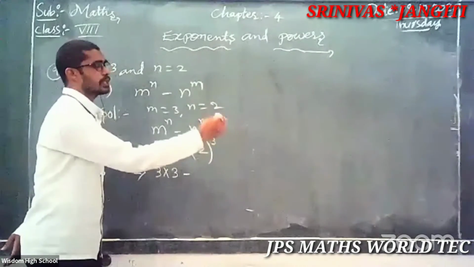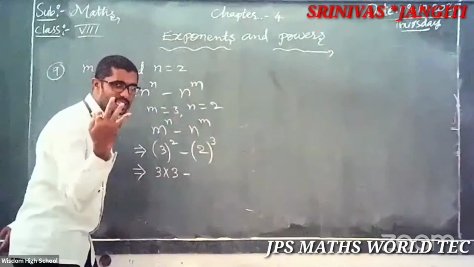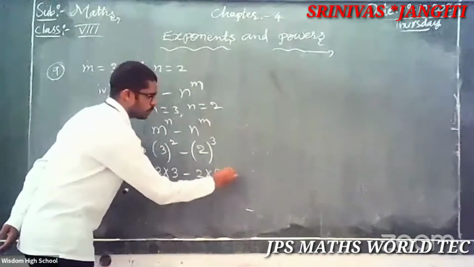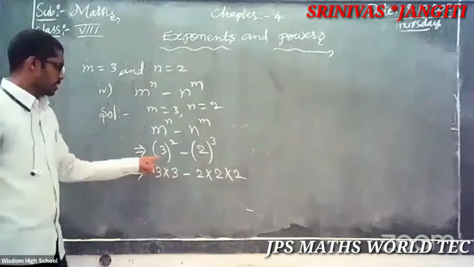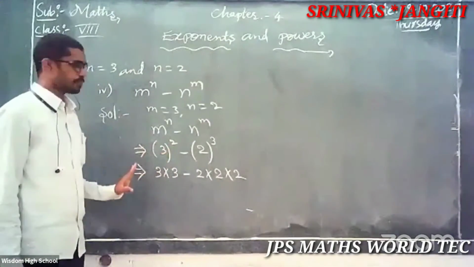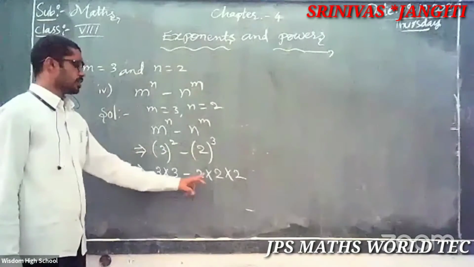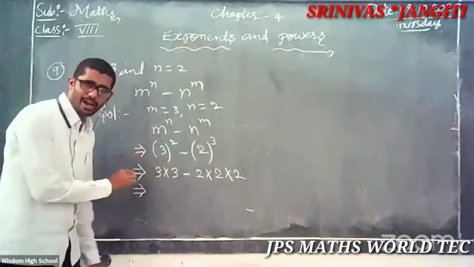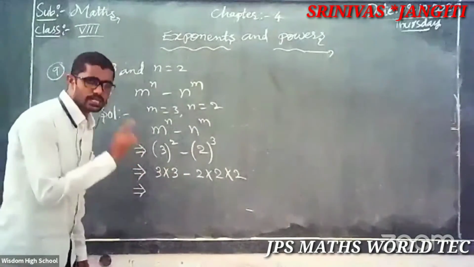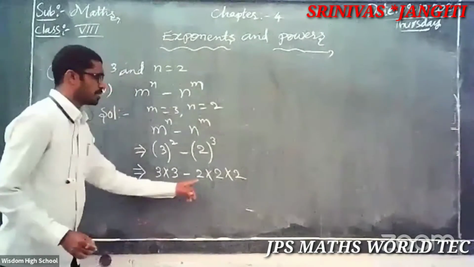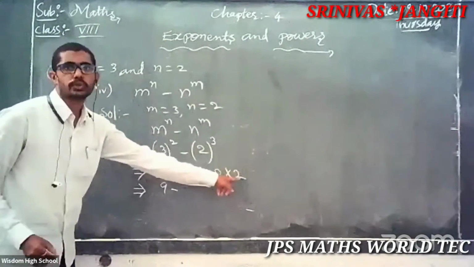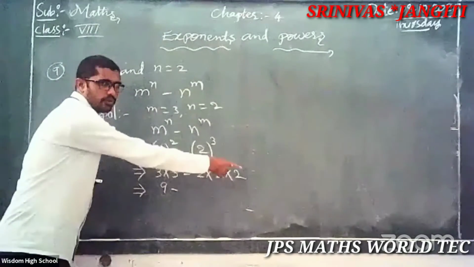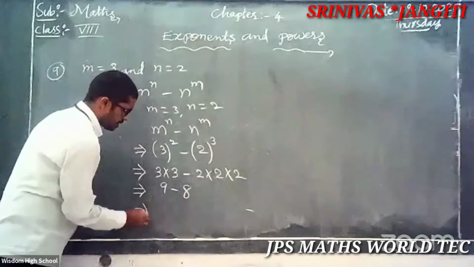2 into 2 into 2. How many times is here? 3 times. Then you write here 2 into 2 into 2. Is it clear, all of you? Here just 3 square, that's why 3 into 3. Minus, what is here? 2 cube, 2 into 2 into 2. That implies, what is here? 3 3s are 9, minus 2 2s are 4, 4 2s are 8. Once again observe, minus 2 2s are 4, 4 2s are 8. So what result do you get here?